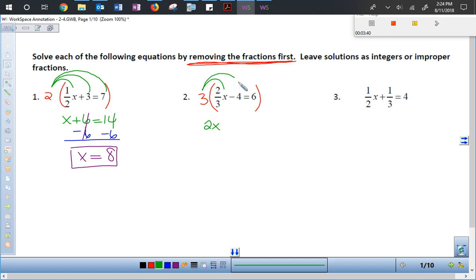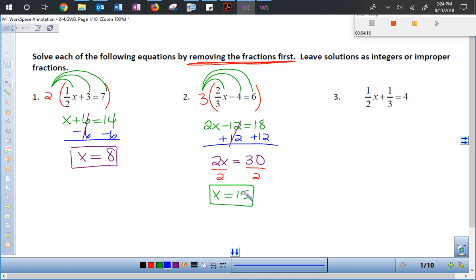Then we'll take 3 times -4. 3 times -4 is -12. And 3 times 6 is 18. Now this equation looks a lot easier to solve than the original fraction. So now I can get x by itself by adding 12. And we'll be left with 2x equals 18 plus 12, which is 30. Then I can divide each side by 2, and x equals 15.